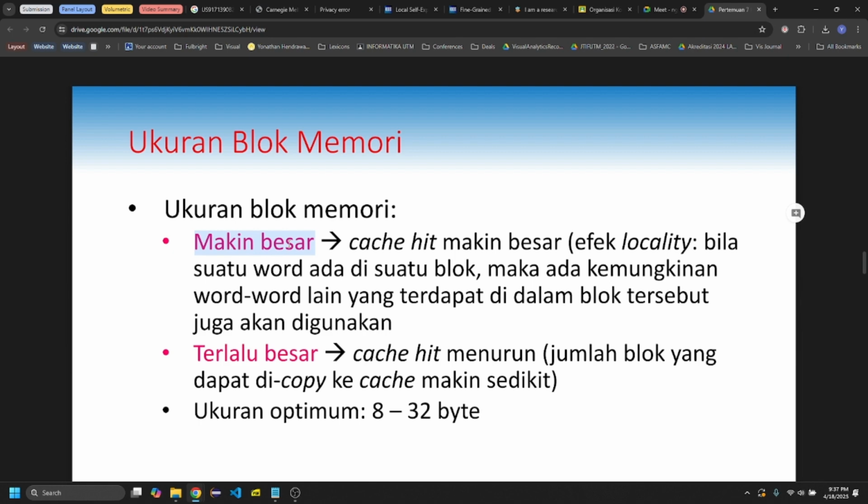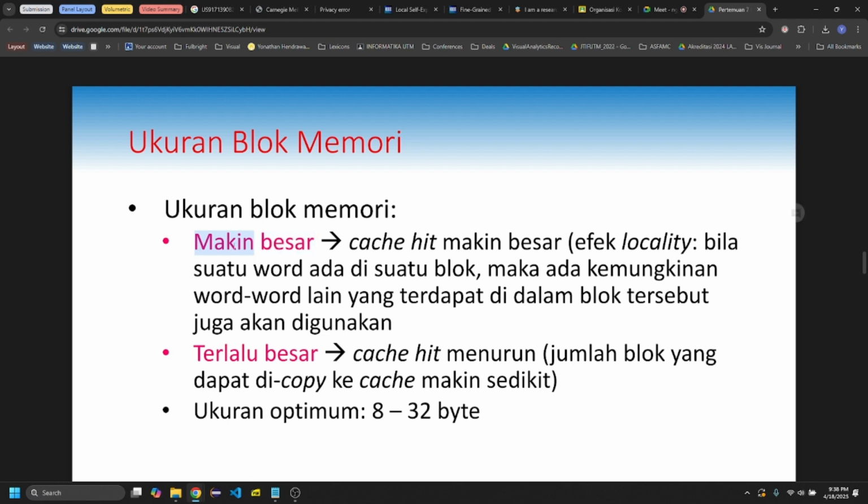Ini maksudnya ukuran blok ya, bukan ukuran cache-nya sendiri. Dalam satu cache bisa punya beberapa blok. In one cache, it can have several blocks. It can have many blocks. So, what is being talked about here is the block size, not the cache size.